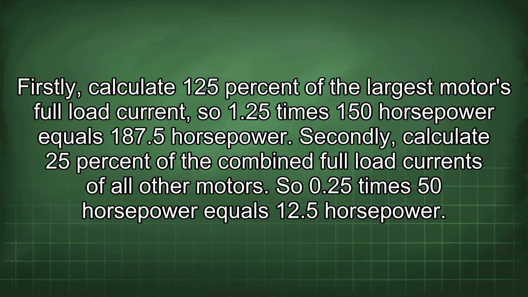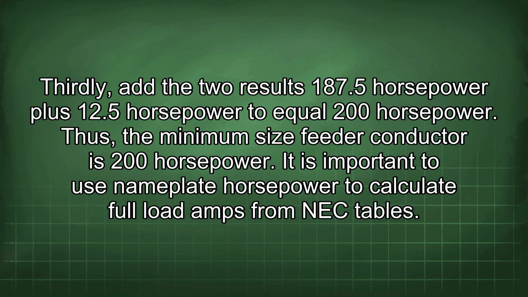Firstly, calculate 125% of the largest motor's full load current, so 1.25 times 150 horsepower equals 187.5 horsepower. Secondly, calculate 25% of the combined full load currents of all other motors, so 0.25 times 50 horsepower equals 12.5 horsepower. Thirdly, add the two results, 187.5 horsepower plus 12.5 horsepower to equal 200 horsepower. Thus, the minimum size feeder conductor is 200 horsepower.